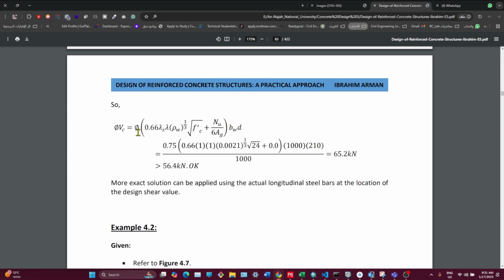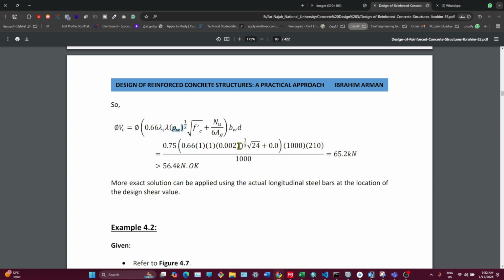So phi Vc is equal to 0.75 times 0.66, which is already by the formula, lambda s, lambda, and rho W. Lambda s is equal to 1 because the slab thickness is 250, right? You can refer to the document where lambda s is given, or we can compute it by the formula. But since the slab thickness is 250 millimeters, if the slab thickness is larger or less or equal in this range, we need to substitute lambda s to be 1.